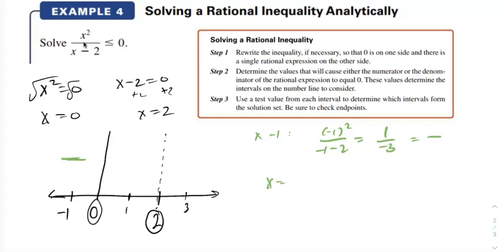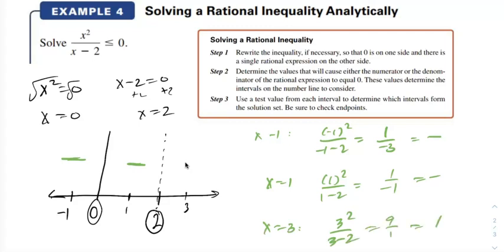Let's plug in 1. So I get 1 squared over 1 minus 2. So I get 1 over -1. So it's also a negative. And then the last one here is 3. So let's type in 3. X equals 3. So I get 3 squared over 3 minus 2. So I get 9 over 1. And that is a positive. So this one's positive.